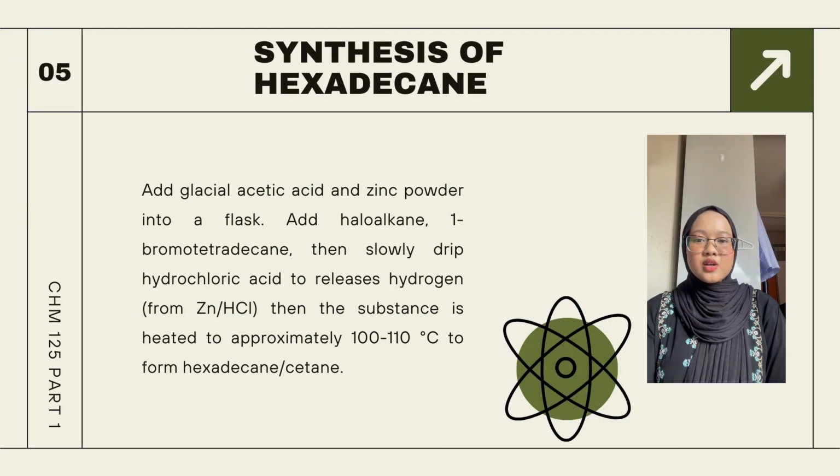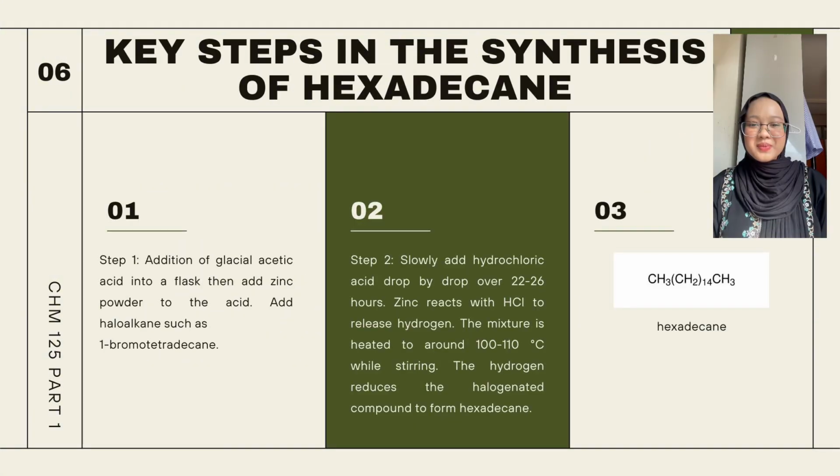Next is synthesis of hexadecane. First, add glacial acetic acid and zinc powder into a flask. Then add haloalkane, which is 1-bromo-tetradecane. Then slowly drip hydrochloric acid to release hydrogen. Then the substance is heated to approximately 100 to 110 degrees Celsius to form hexadecane or cetane.